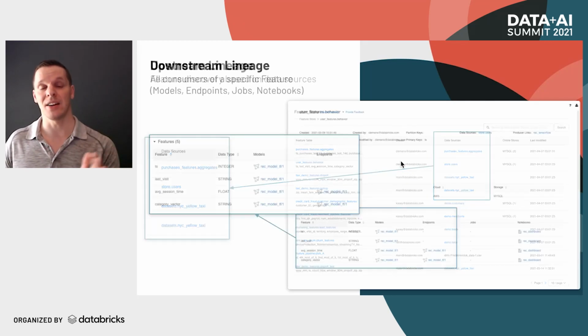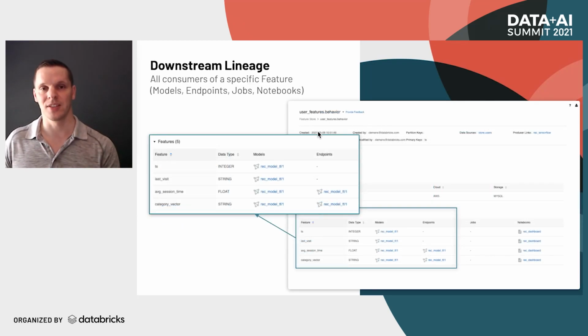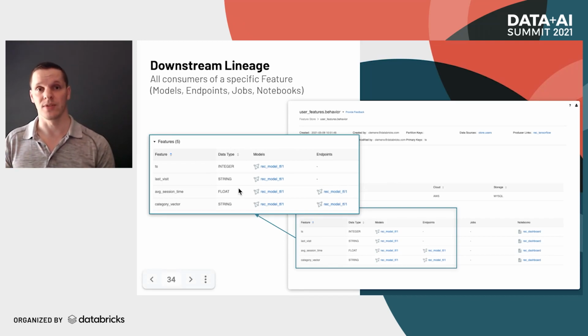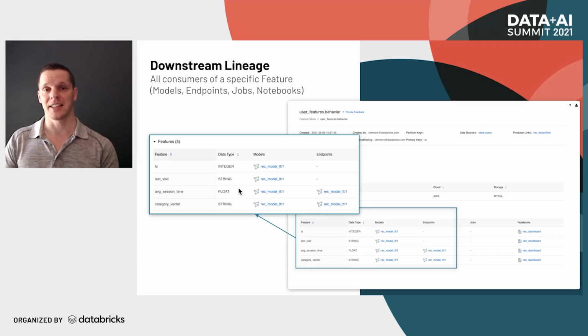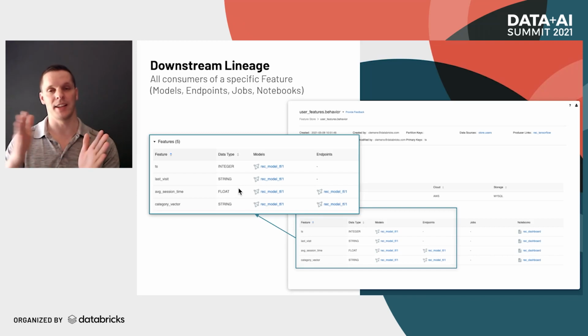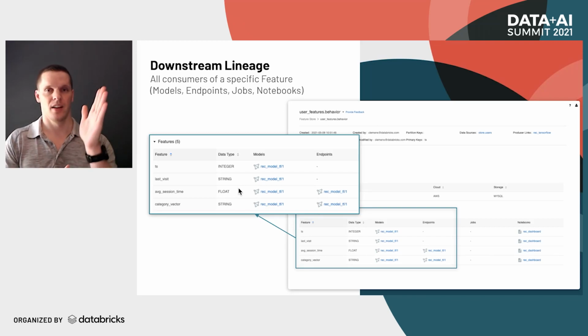We also implemented downstream lineage. So on the feature table detail page, you can see for each feature where this feature is being used. So we track exactly which models, endpoints, jobs, and notebooks are using a specific feature. Now, as you may be able to guess, that's really important so that we can actually answer the full end-to-end lineage question, such as what raw data do you have? What are the features that are being computed on those raw data? What are the models that consume these specific features and where are these models being deployed?